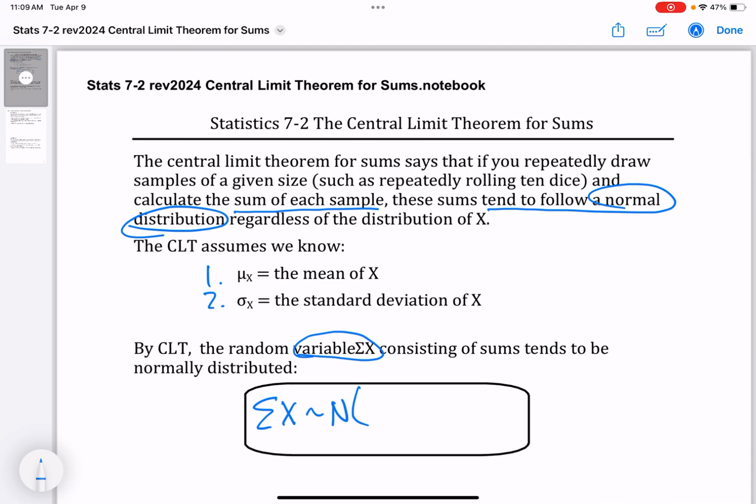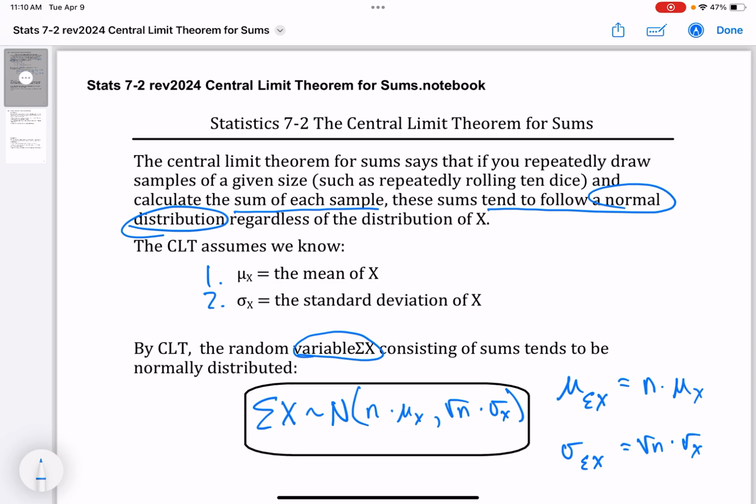For the sums, the mean is going to be n times mu sub x, and the standard deviation is the square root of n times sigma x. So what we're saying overall is that the mu of sigma x, the average of the sums, is going to be n times mu sub x, and the sigma for the sums is going to be the square root of n times sigma x.